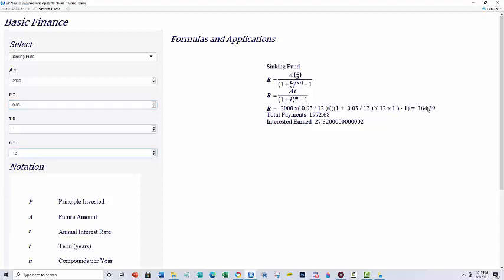Then we would have to invest $164.32 each month. What we pay into the bank would only be $1,972.62, and the rest of that would be earned in interest.